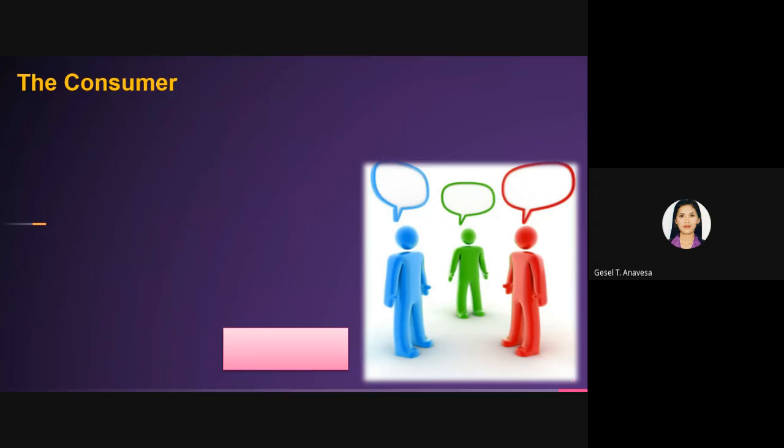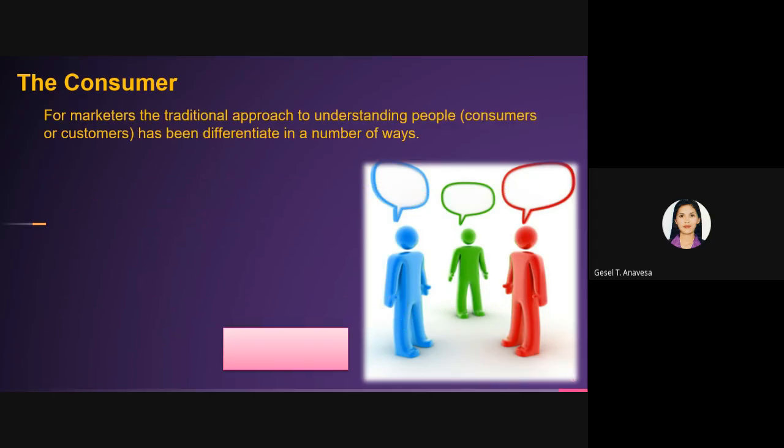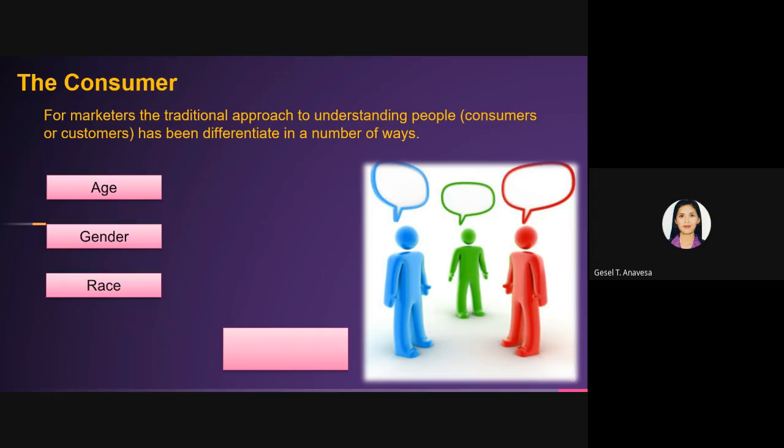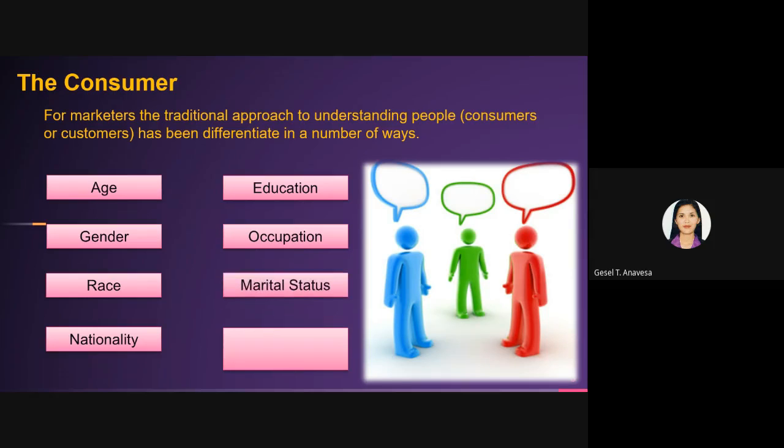So with globalization, increased mass communication, and the instant transmission of ideas, societies and the people within them are influenced by a tremendous range of cultural, social, and different behaviors from across the world. For marketers, the traditional approach to understanding the consumer has been to differentiate by age, gender, race, nationality, education, occupation, marital status, and lastly, living arrangement. These are the usual ways the consumer is being differentiated.